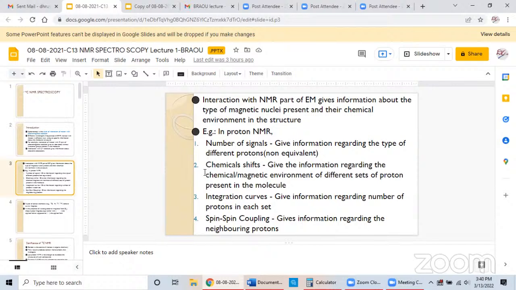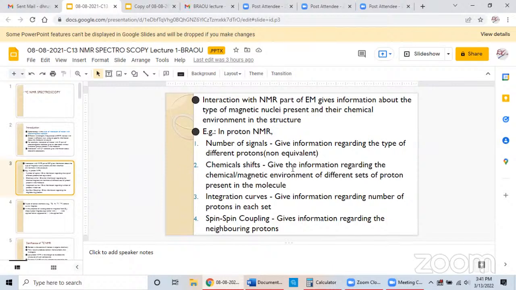For example, OCH3 and CHO. OCH3 methoxy protons will have a particular chemical shift, and the CHO proton will have a particular chemical shift. So from that, we will understand whether OCH3 protons are there in the molecule, whether an aldehyde proton is there in the molecule. Similarly, aromatic protons also will have different chemical shifts. This is just a revision about proton NMR. I've already told you. Since you have not seen the screen, I'm just repeating it.